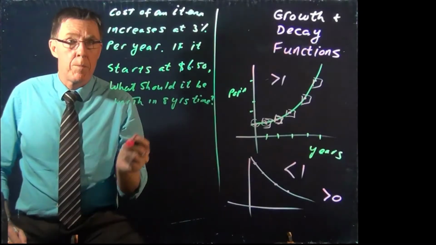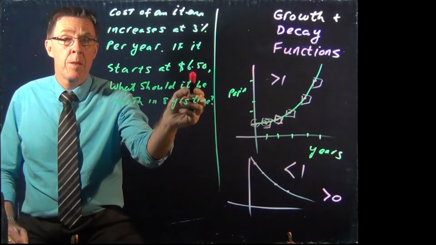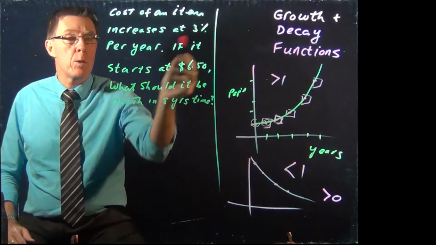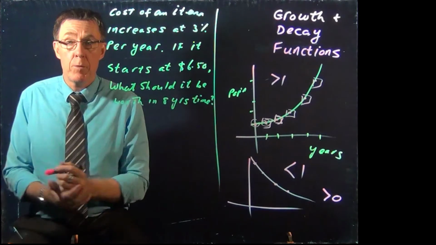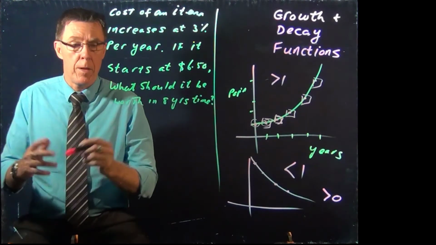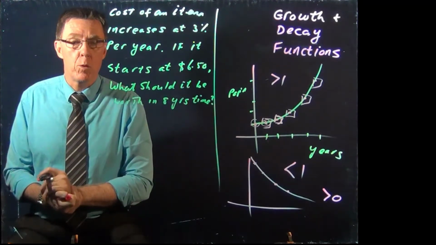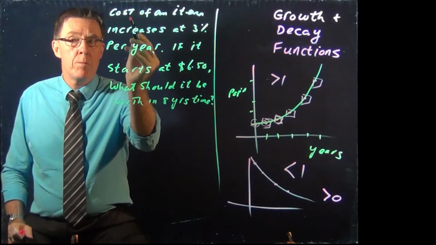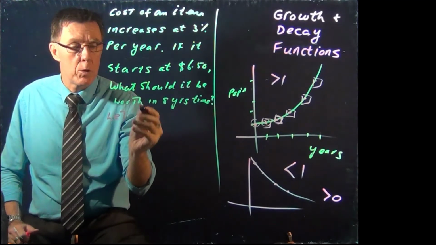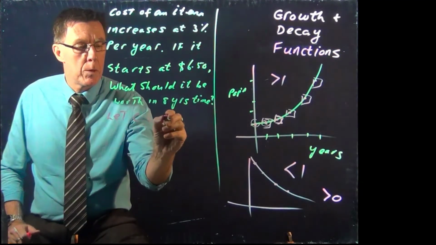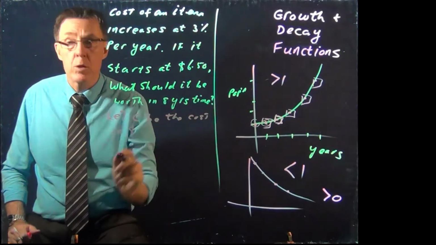Let's have a look at this problem. So some particular item starts off at $6.50, and every year its price increases by 3%. What should it be worth in 8 years' time? Now, we have to generate a basic formula. Before we get the basic formula, we need to state what variables we're using. So there's going to be the cost of the item, so we might as well call that C. So you need to state the variables you're going to use. So let C be the cost, and make sure you state the units.